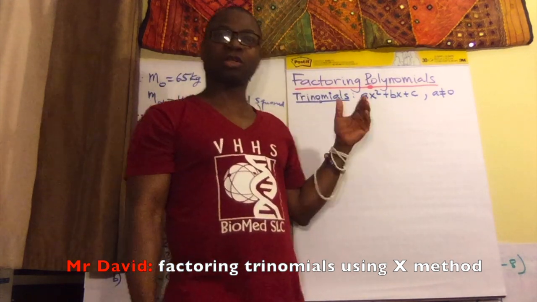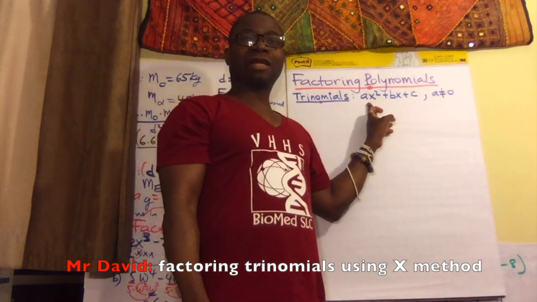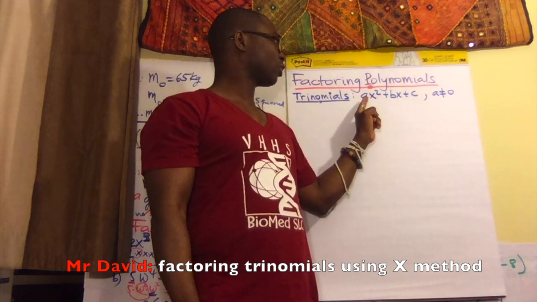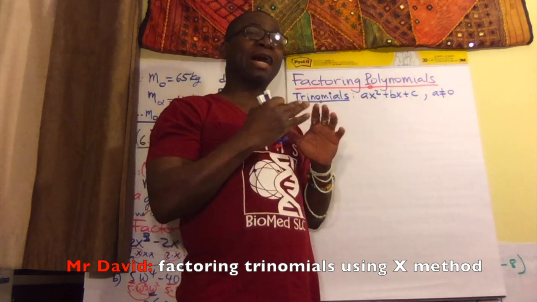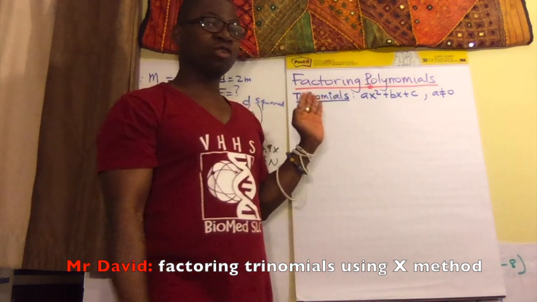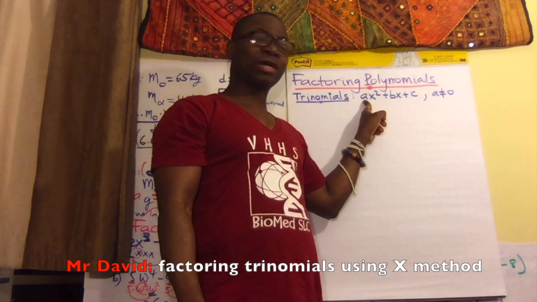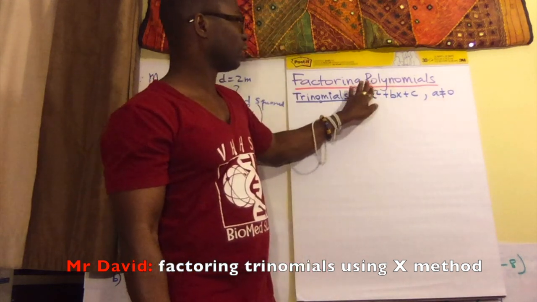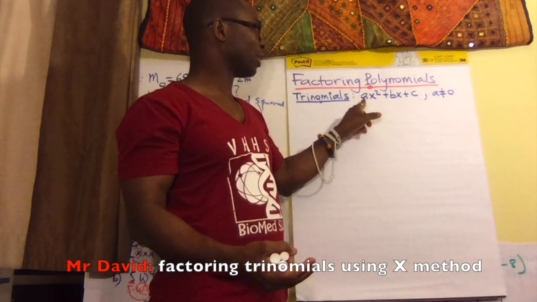Okay. Trinomials, if you guys remember, last week it was something like this: ax squared plus bx plus c. Trinomials have three terms: 1, 2, 3. So we're going to be able to factor those today using the X method. For these trinomials, we have to make sure a, the coefficient of the x squared, is not 0. It cannot be 0, because remember, if this is 0, that means the whole x squared disappears, and we're not going to have a trinomial. So we have to make sure it's not 0.